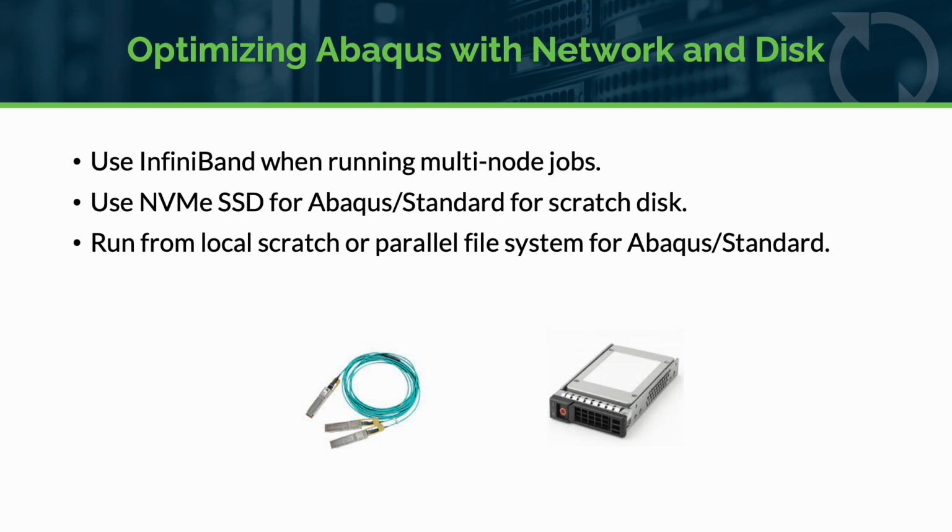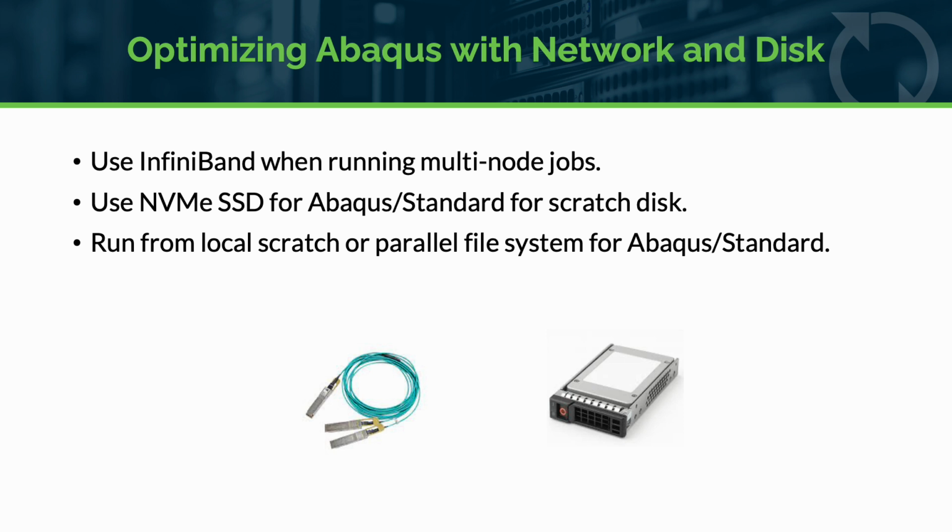If you run just single node jobs, you don't need InfiniBand. But all TotalCAE clusters come with InfiniBand, so it's very simple, you don't have to worry about it. But just be aware, if you're doing something on your own, do you need InfiniBand or not? It kind of depends on how big of jobs you run. Do you use more than one node per job or not?